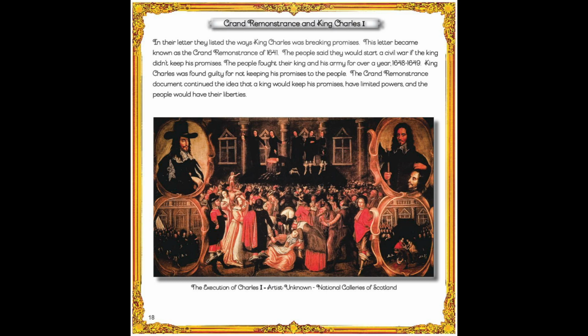The people fought their king and his army for over a year, 1648 to 1649. King Charles was found guilty for not keeping his promises to the people. The Grand Remonstrance document continued the idea that a king would keep his promises, have limited powers, and the people would have their liberties.